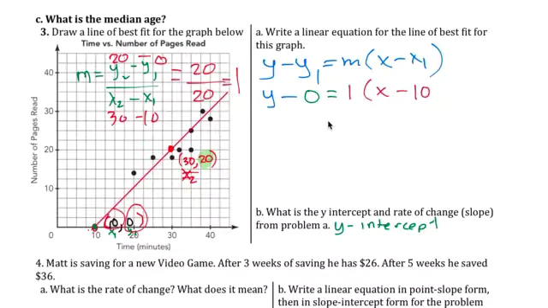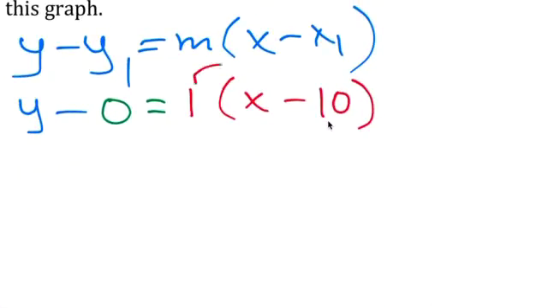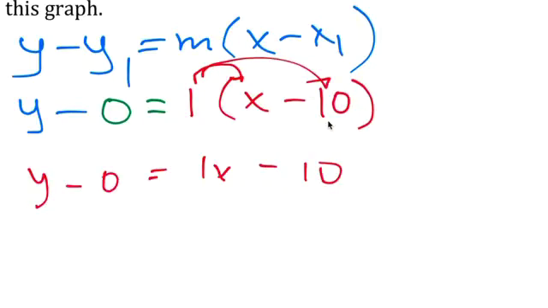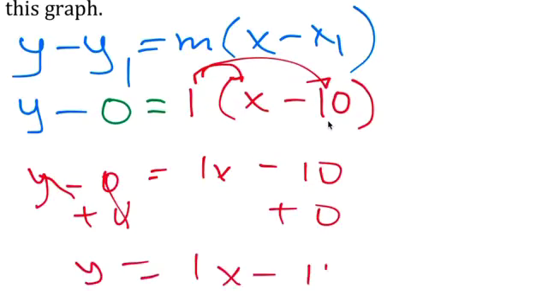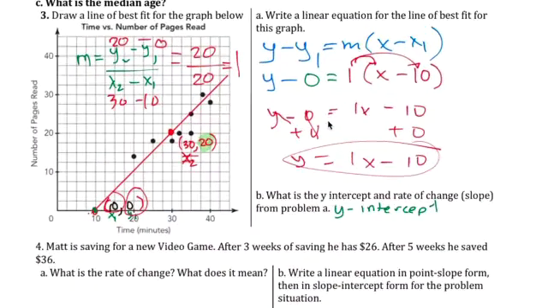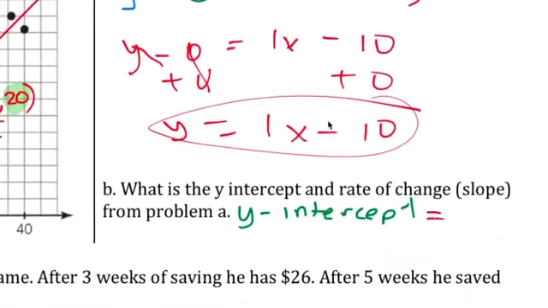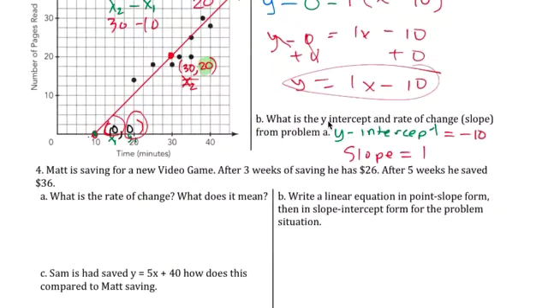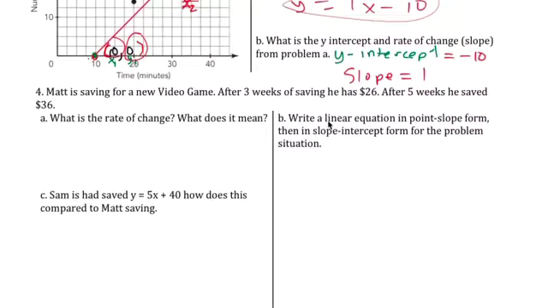And we solve this using point-slope, and we've done a lot of this. So 1x minus 10 equals y minus 0, add 0. Okay, y equals 1x minus 10. So your y-intercept is -10. Your slope is 1. Okay, and this is all review.